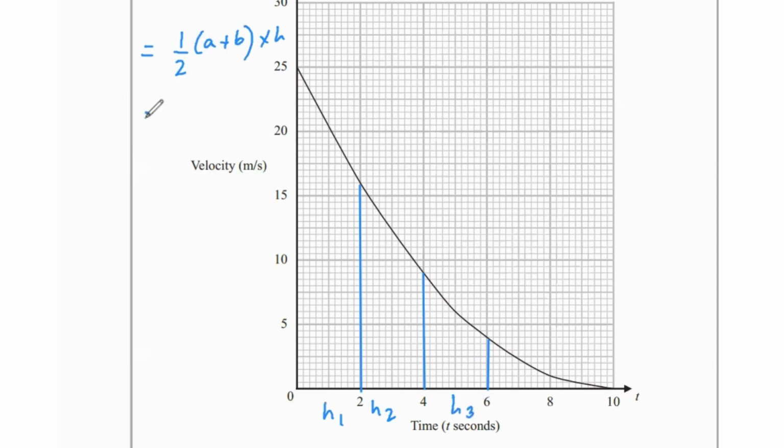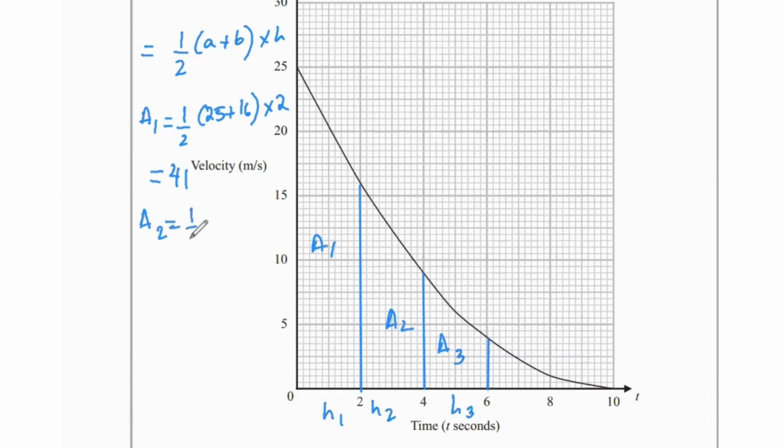So for the first one, it's going to be 1 over 2. Let me name this area 1. This is area 1. This is area 2. This is area 3. So that's 1 over 2 times 25 plus 16 times 2. So that is 41.